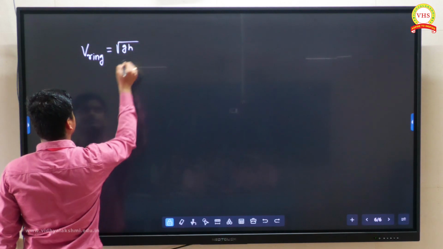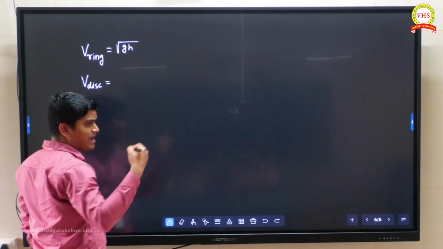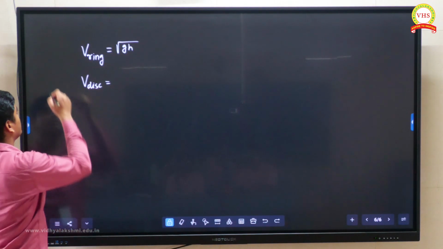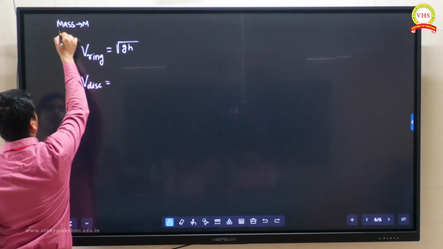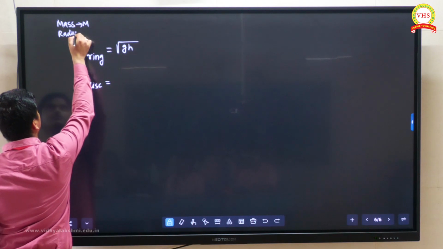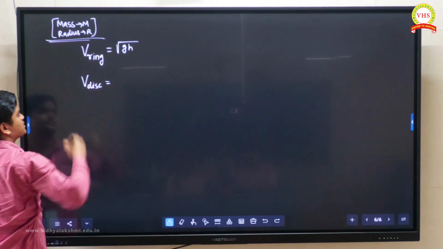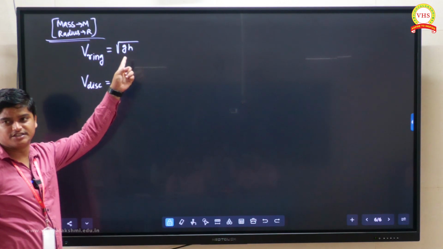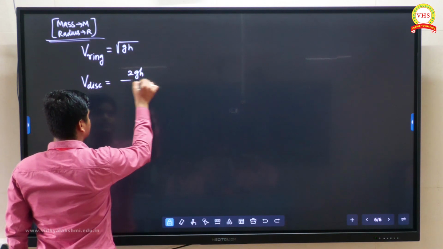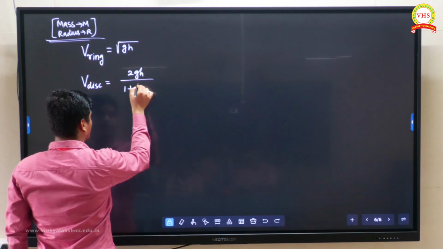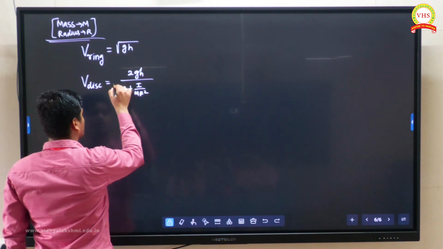Root gh. Now suppose I want to find for a disk. What will I do? Same mass, same radius. Remember, mass is same. Suppose mass is given m, and for all objects radius is given r. Same mass, same radius for all the objects. For ring, velocity is coming root under gh. For disk how much will come? See everyone. Root under 2gh divided by 1 plus I by mr square. This is the formula. Yes or no?